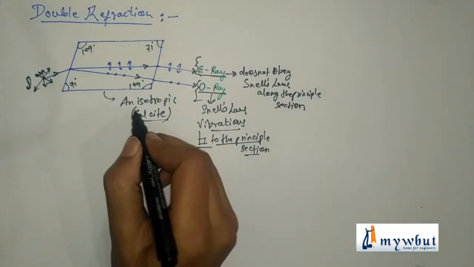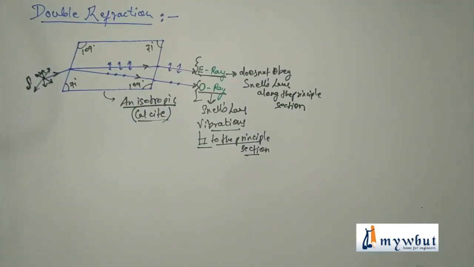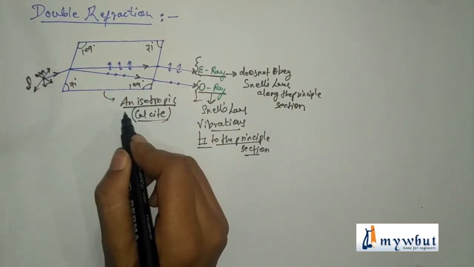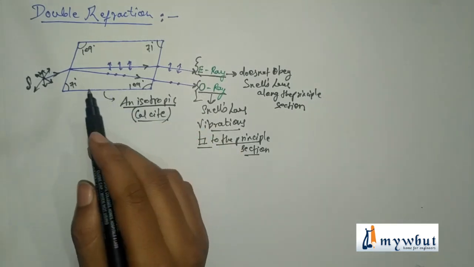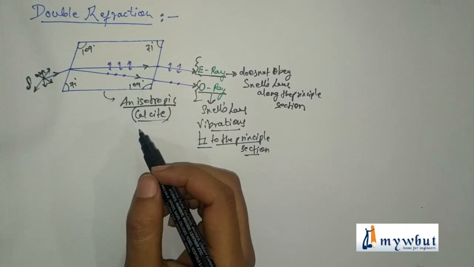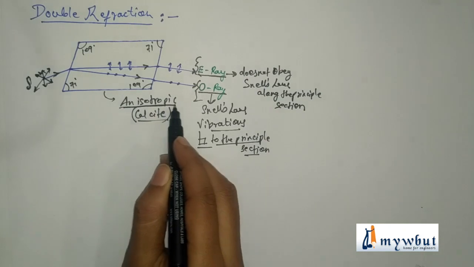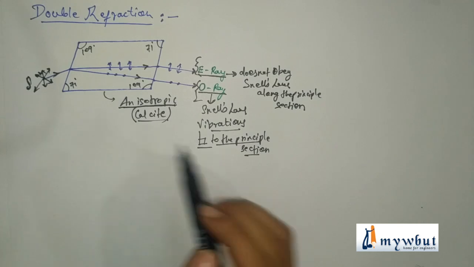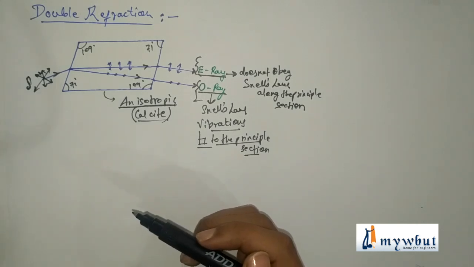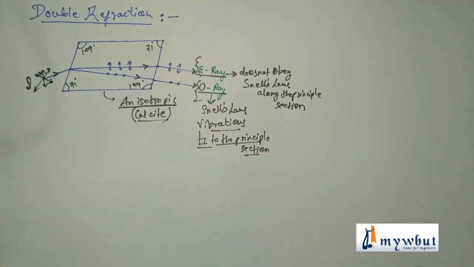So I have already told you about anisotropic crystals. What are anisotropic crystals? An anisotropic crystal can be defined as a crystal inside which, after refraction, the velocity of light in different directions is different due to the difference in optical properties. Whereas isotropic crystals have similar optical properties in different directions, and hence after refraction the velocities of different light rays will remain the same. So this is all about the double refraction process.